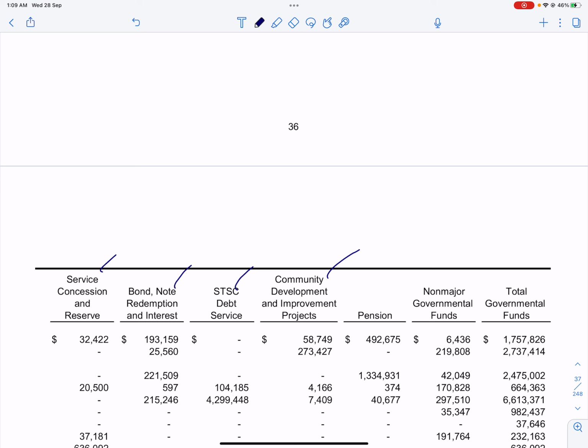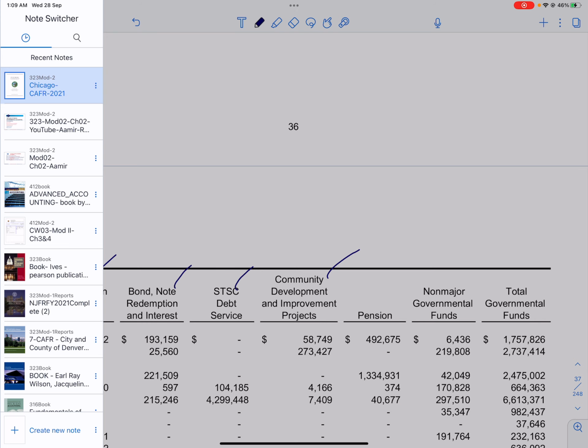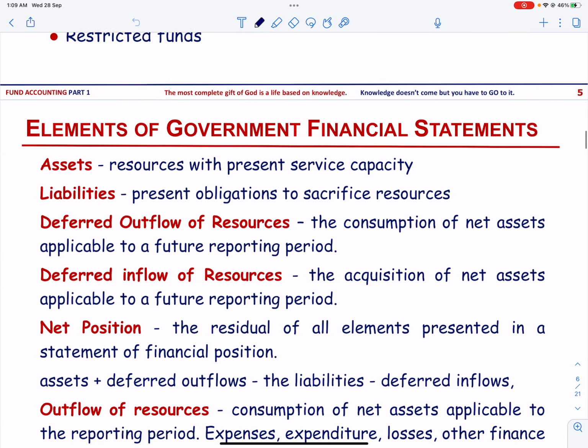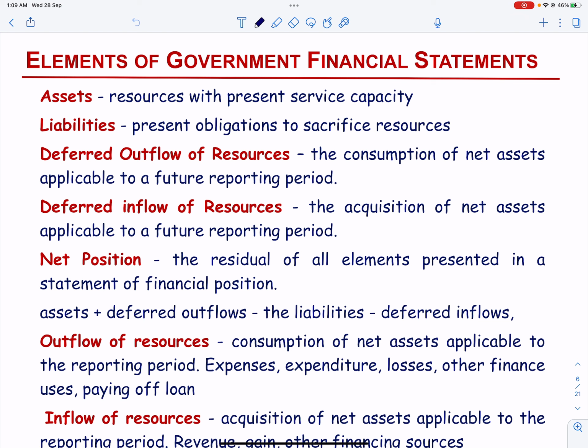So next, let us talk about the elements of government financial statements, and there are 7 elements of financial statements for a government entity. 1, 2, 3, 4, 5, 6, 7, and of these 5 are related to the financial position, which is a balance sheet, and 2 are related to resource flows, and it is similar to the income statement.